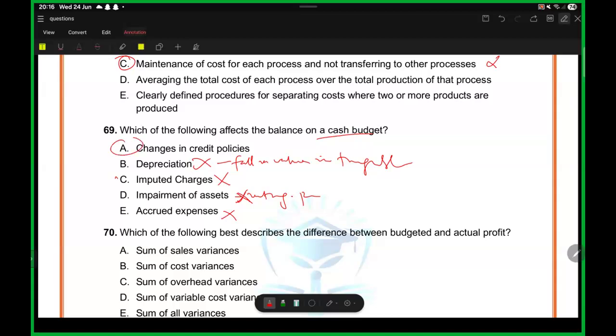It's only the change in the credit policy. Credit policies are you go for a loan, and then the loan has been increased, the rate of the loan has been increased or decreased. It's going to affect your cash balance at the end. So that is question 69 for you. The answer should be A. Hope you get the explanations.